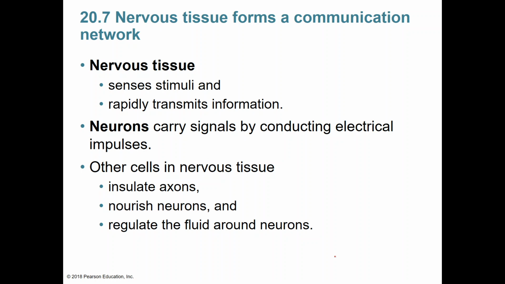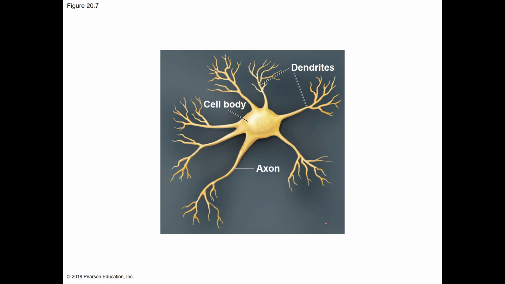And then finally, the final type of tissue that we'll talk about today is called nervous tissue. This is the tissue that senses stimulus from our environment and transmits that information throughout the body. It consists of cells called neurons, and these neurons carry signals by conducting electrical impulses. So they receive an electrical impulse and transfer it to the next cell and then throughout the body.